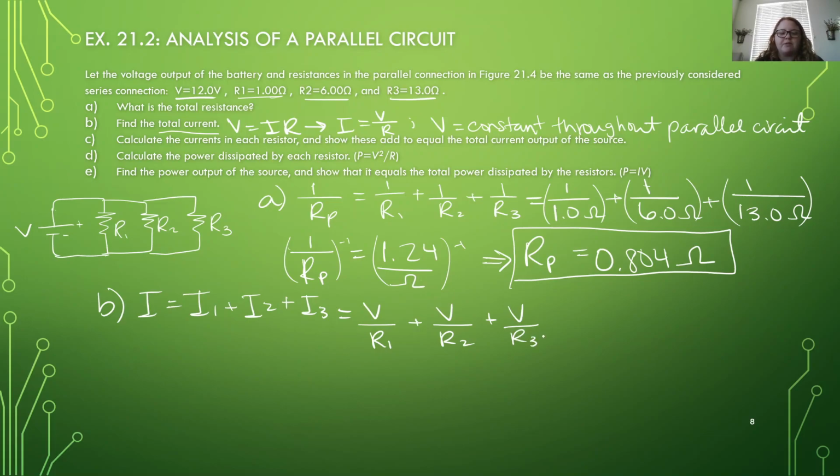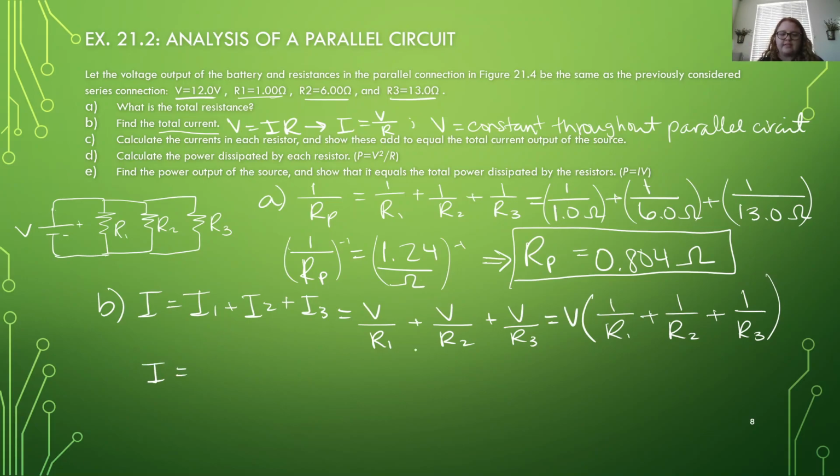You can plug this in individually, however you want to do it. So V is 12 volts. We could also pull out our voltage if we wanted to. So it would just be voltage times 1 over R1 plus 1 over R2 plus 1 over R3. I'll just show you what that looks like. Since the voltage stays the same, we can do this. However you want to do it is just fine.